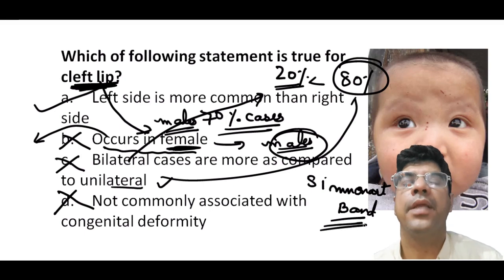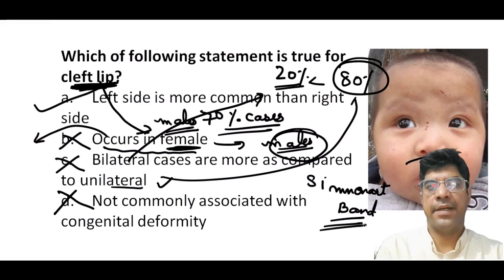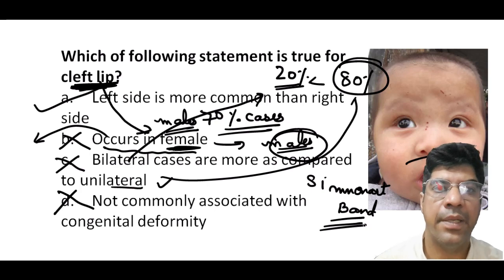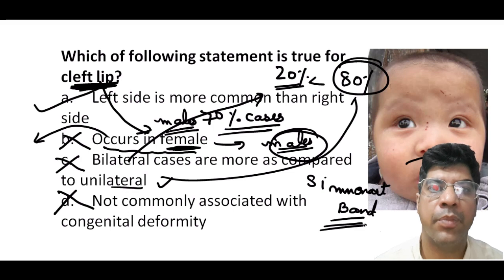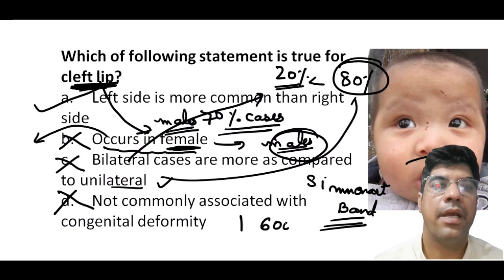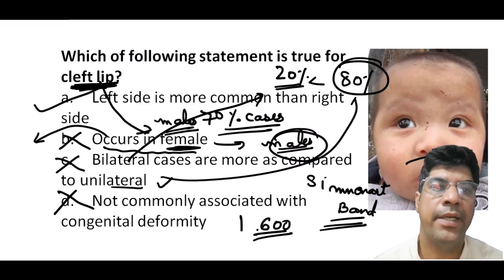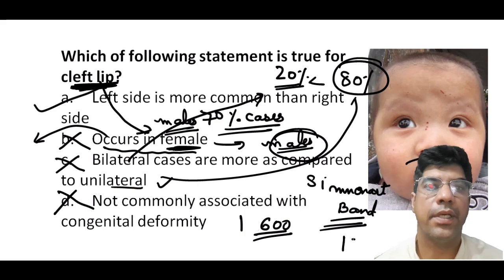Another important thing that is usually asked in the entrance exam is the incidence of cleft lip. Well, the incidence of cleft lip and palate is reported as 1 in 600, and the incidence of isolated cleft palate is 1 in 1000.